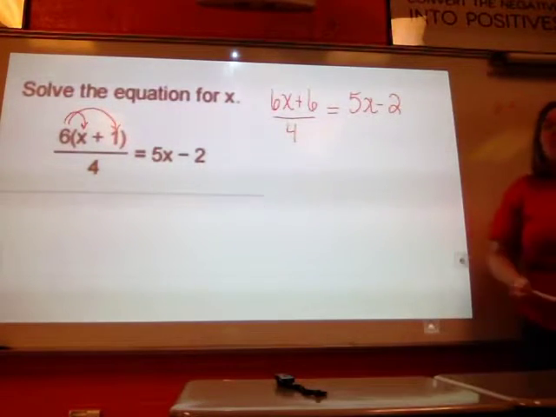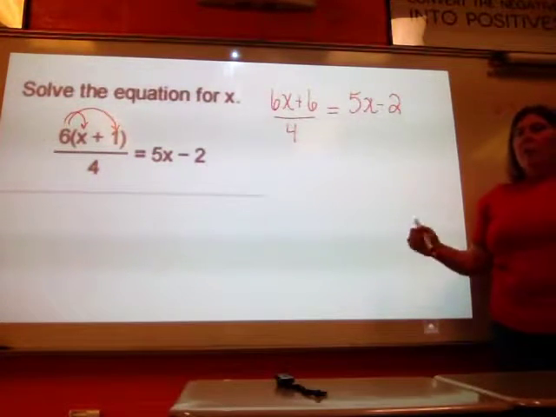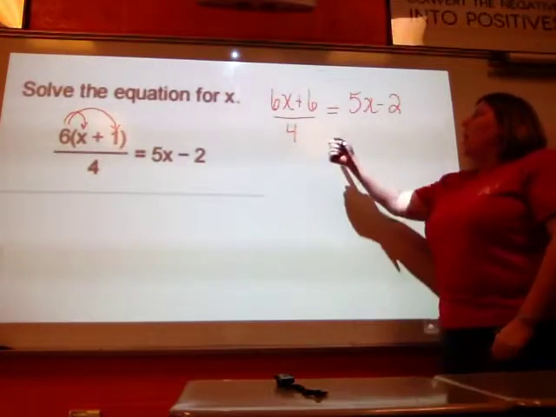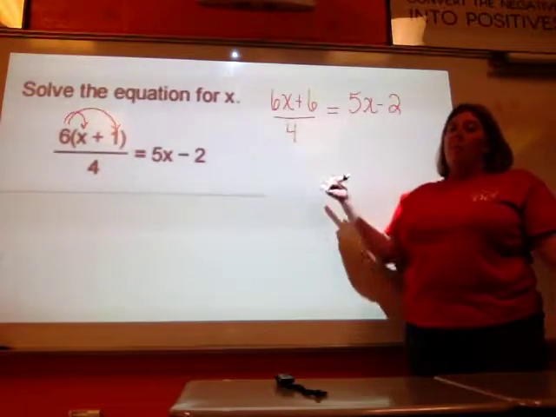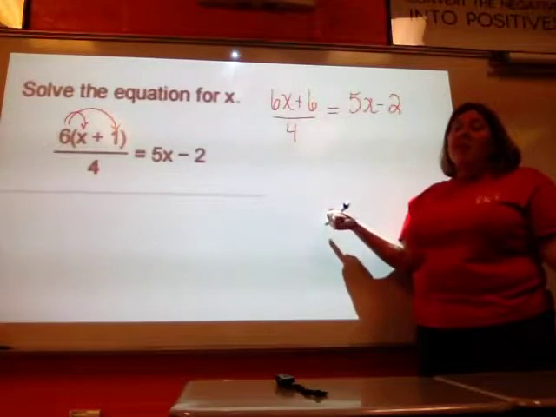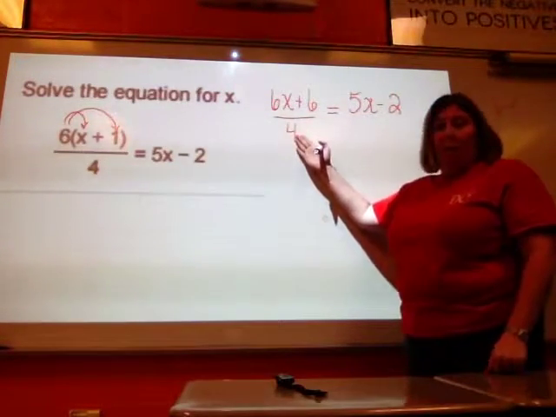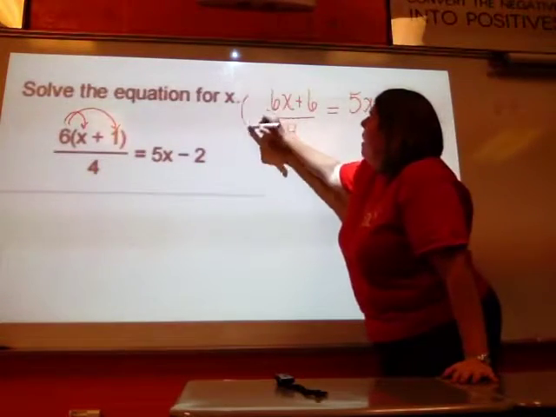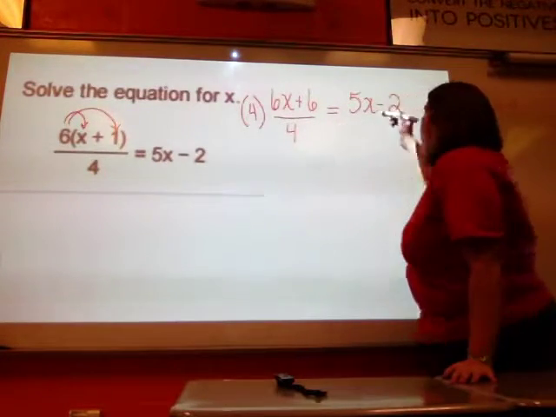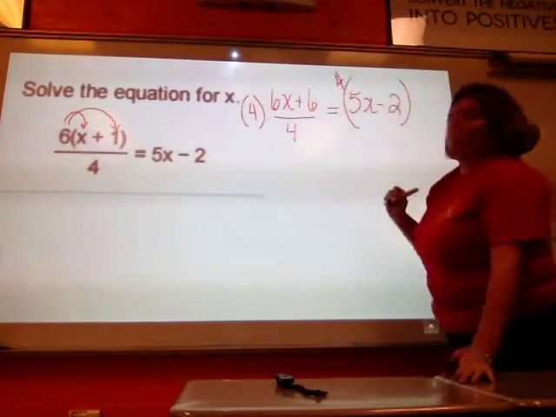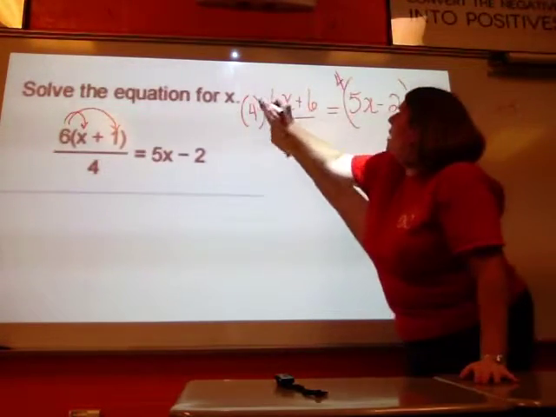Now, you can do a couple of different things here. So this is where your personal preference kind of comes into play. You can multiply by the reciprocal, but that's going to get messy and complicated. You could multiply both sides by 4. If you multiply both sides by 4, you're going to multiply here by 4, and then you're going to multiply this whole thing over here by 4, which is fine. Those are going to cancel out.